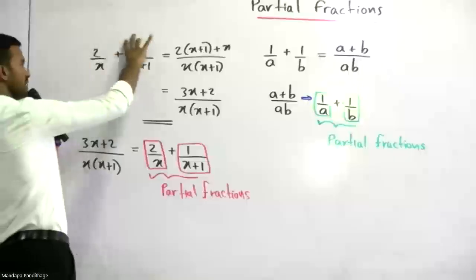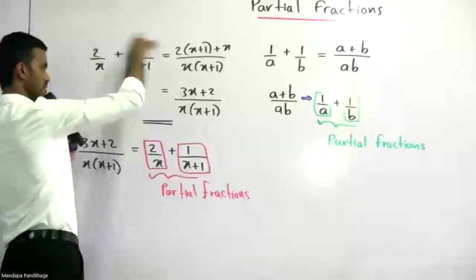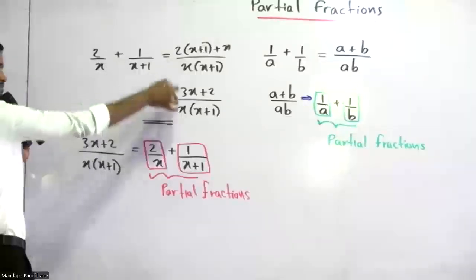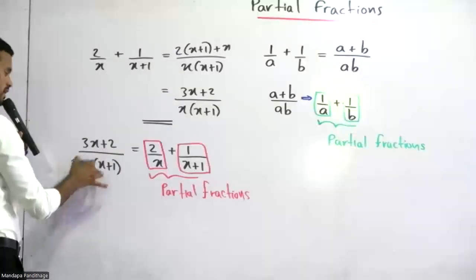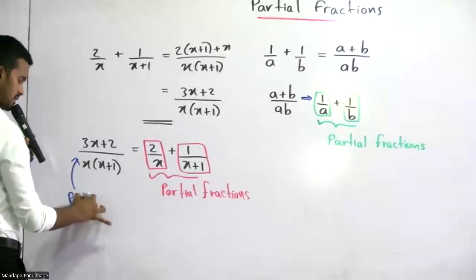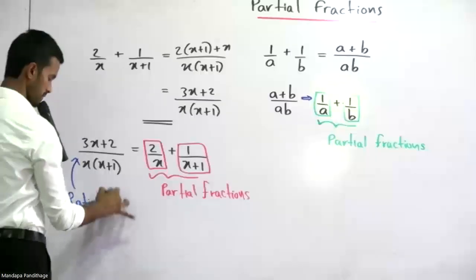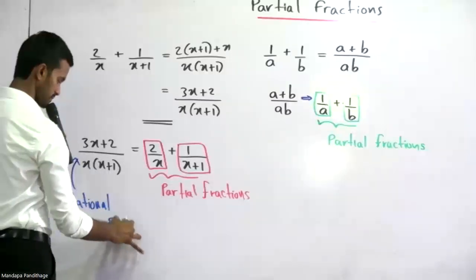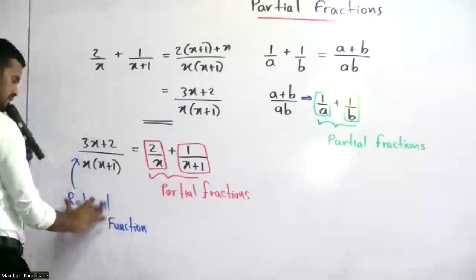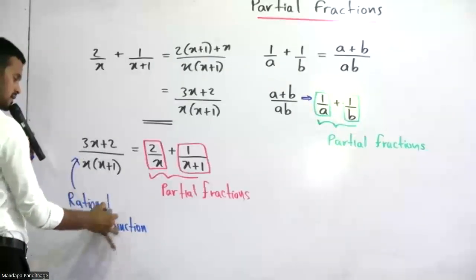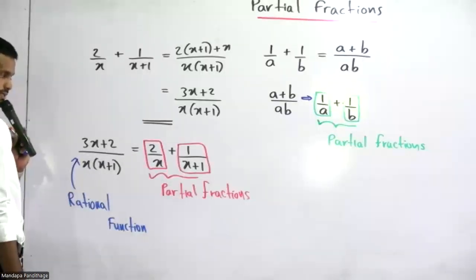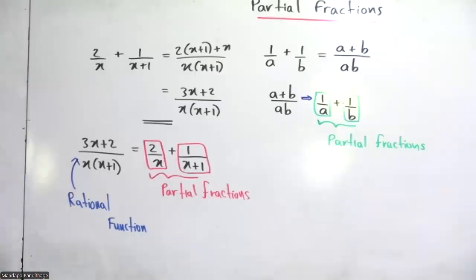So show this, when you add these two, you get this one. Now take this example. So this is a rational function. When you add these two, you get this. So when you break them down, you get the partial fractions. These are the partial fractions of it.